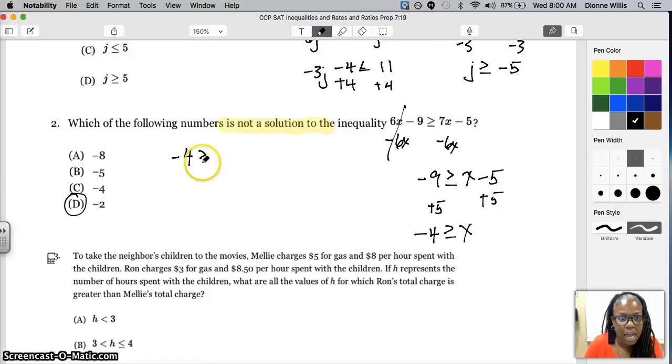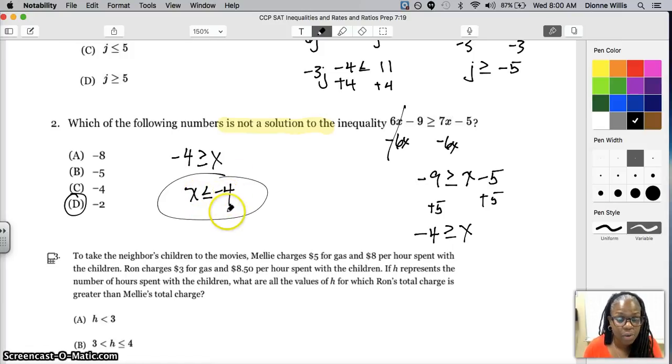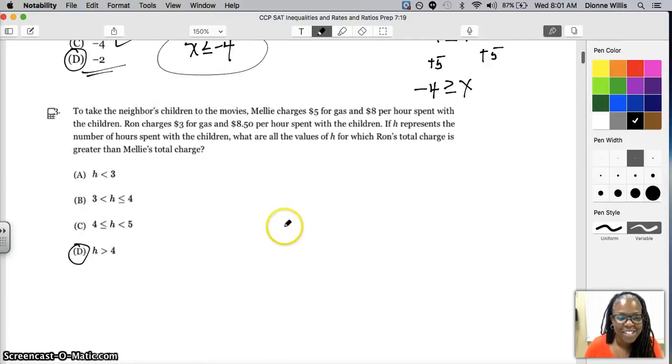If negative 4 is greater than or equal to x, that means x is less than or equal to negative 4. So any answer that is less than or equal to negative 4 works, but we want answers that do not work. This is less than or equal to negative 4. So is this? This happens to be equal to negative 4. Clearly negative 2 does not fit this, therefore it's the answer we're looking for. Let's take a look at number 3.